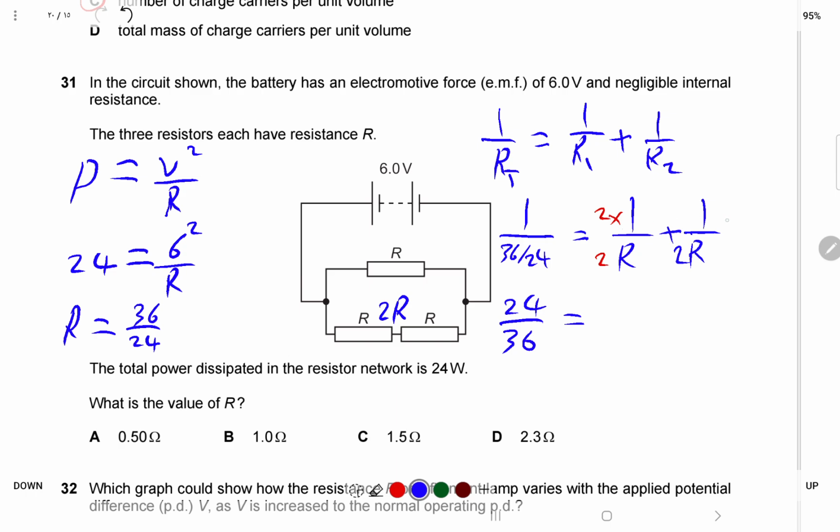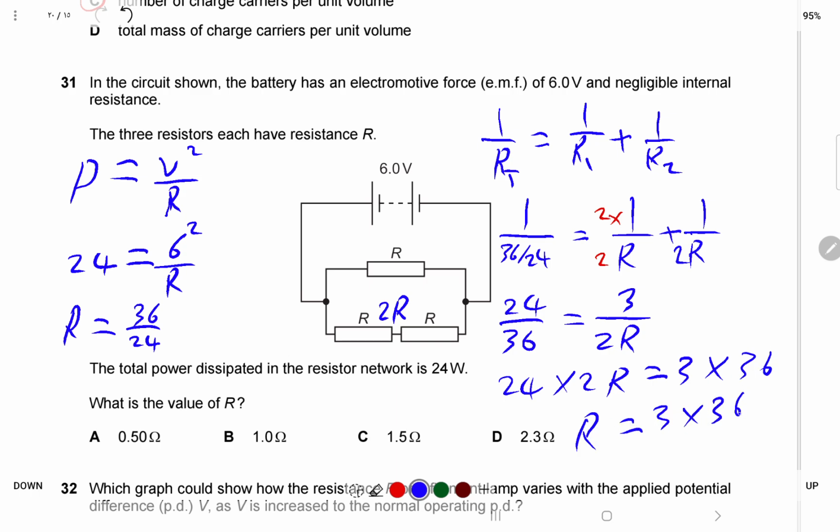Now here you get 24 over 36 is equal to, if you do same denominator here, multiply by 2 up and down, so you get 2 plus 1, 3 over 2R. If you do now the math, 24 times 2R equal 3 times 36, then R will be 3 times 36 divided by 2 times 24. And here you get option D. So option D is the correct answer.